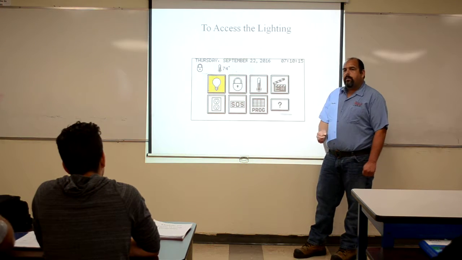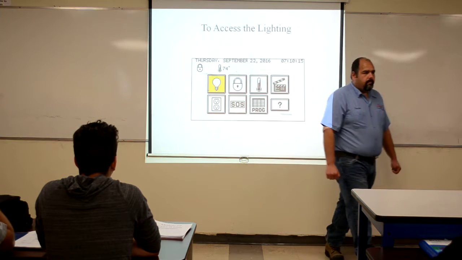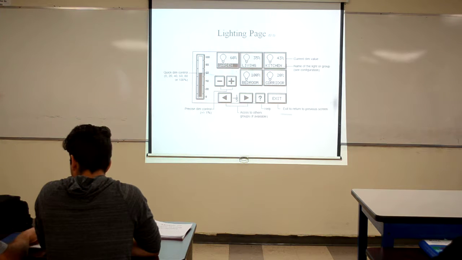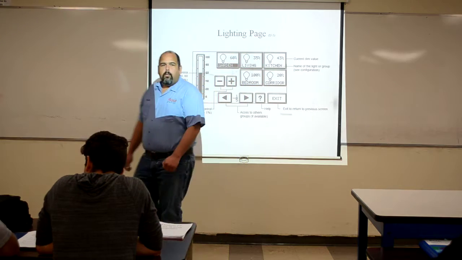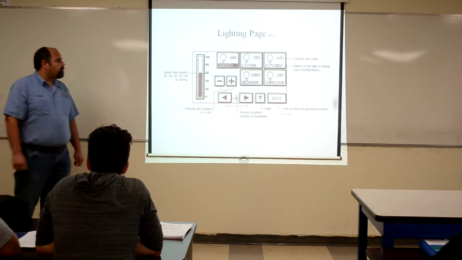I want to access my lighting. I simply press on the lighting. By pressing on the lighting, this will appear, as you will see in the user's guide, page 5. Remember the dim pack? How many channels were our dim packs? Jamie? 5. 5-channel dim packs.